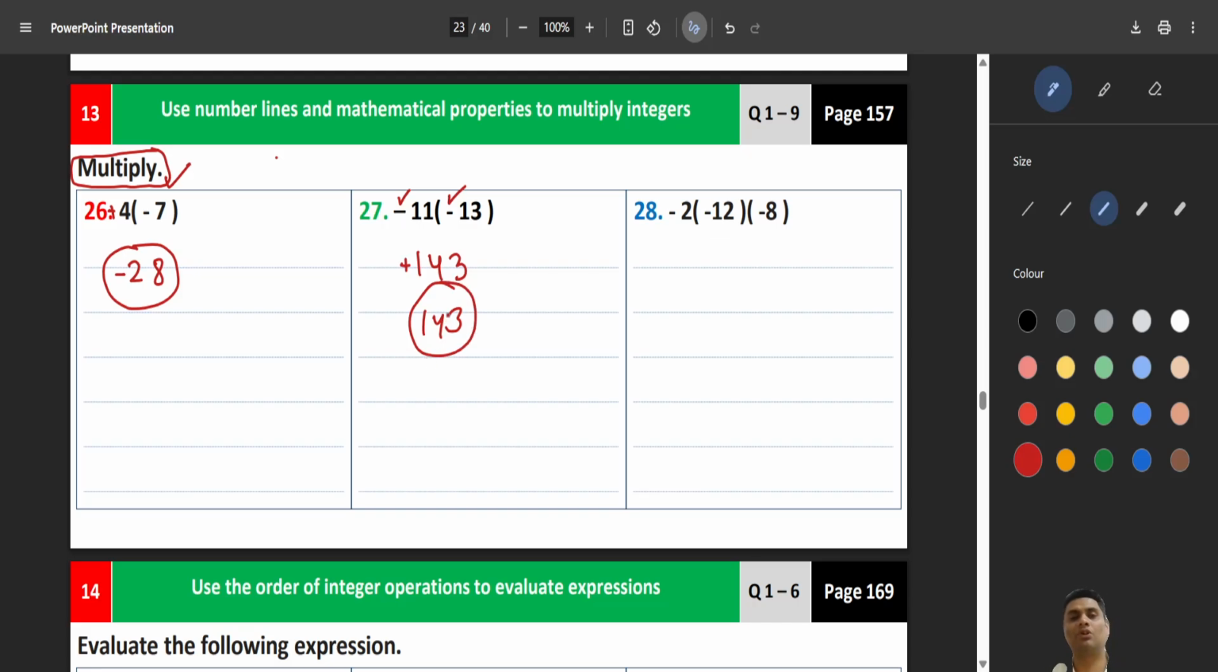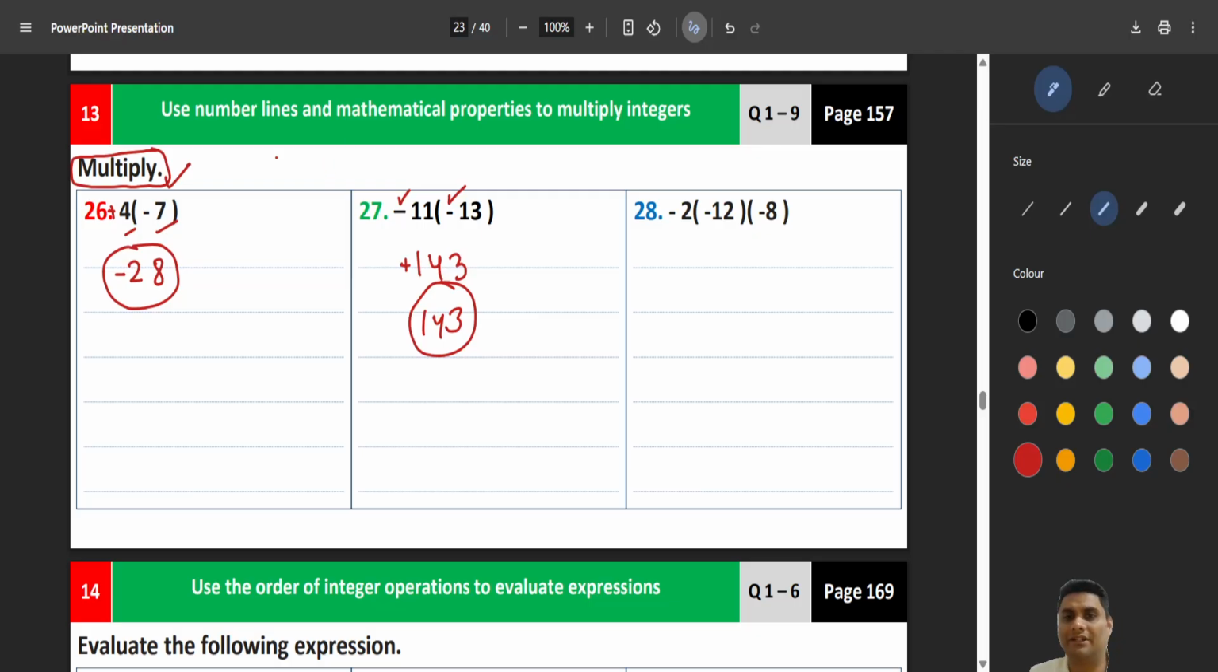Okay. So what is the rule? If he asks you to multiply, do multiply. Don't check the sign. After multiplying, check the numbers. Do they have the same sign or different? If they have the same sign, put plus. If they have different signs, put minus in the answer.